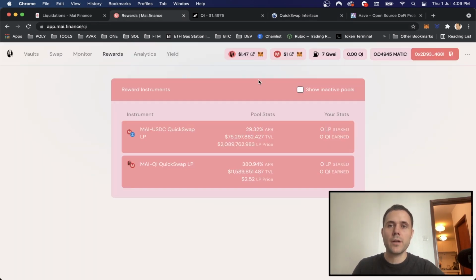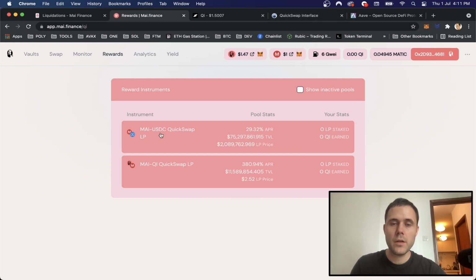But how farms work is they will also mint a token and they will give that to you as a reward for being in a liquidity pool. So in this case with Mai Finance, we are earning the Chi token, which is the governance token. If we have an LP staked here, it will appear just here next to LP staked, and we will be earning the Chi. So let's go ahead and show you how to do that.